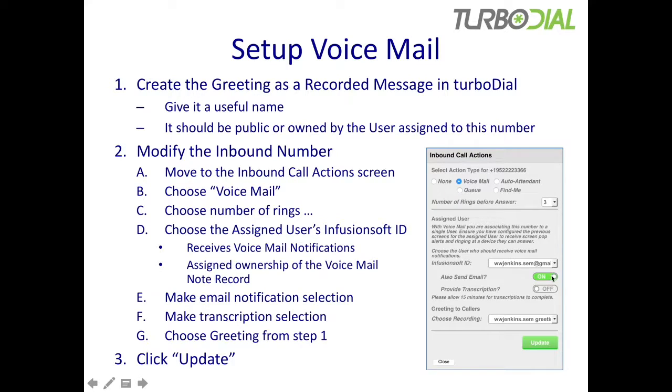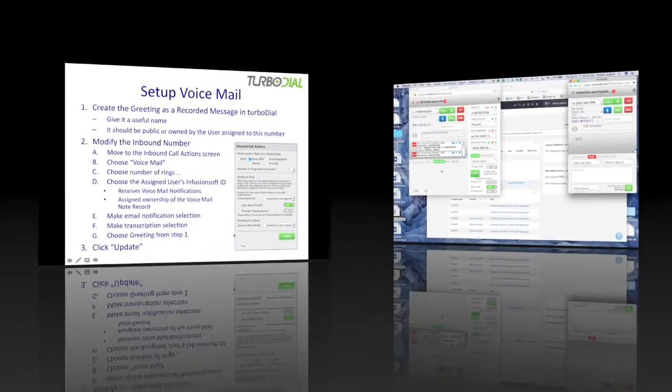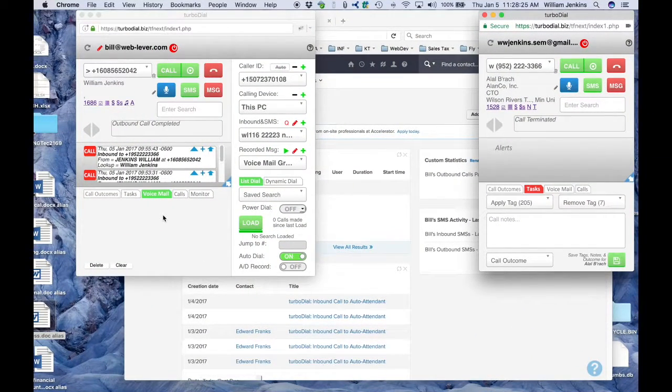You can now choose if that user should receive email notifications and if you want to enable transcriptions. Now there is a cost to that, and we'll talk about that in a minute, so you wouldn't necessarily enable transcriptions. And then lastly, you're going to select that greeting that you set up, or you had your user set up here in step 1 where they created a recorded message as a greeting. You're going to choose that greeting and set it here, and then click Update. Once you've done that, you've set up voicemail. Let's walk through a demonstration of that right in turboDial.